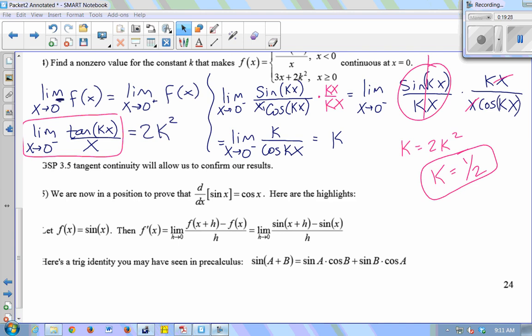Yeah? What is it? Putting a k in the denominator? Oh, dividing both sides of this equation by k. Yes. I did see some people doing that, and that's a great idea too. So then you have tangent kx over kx.